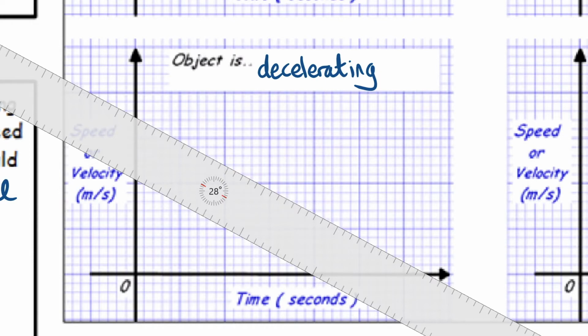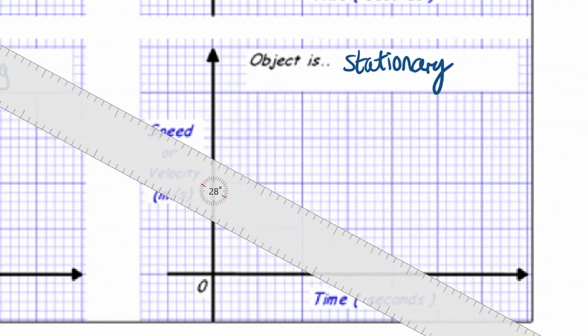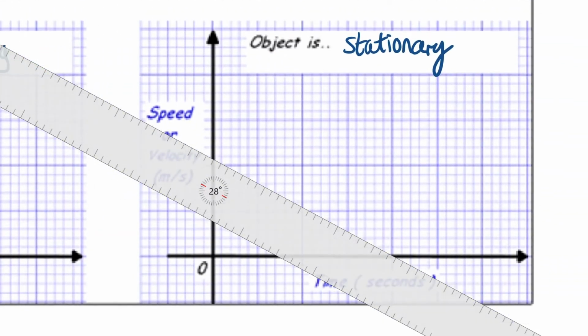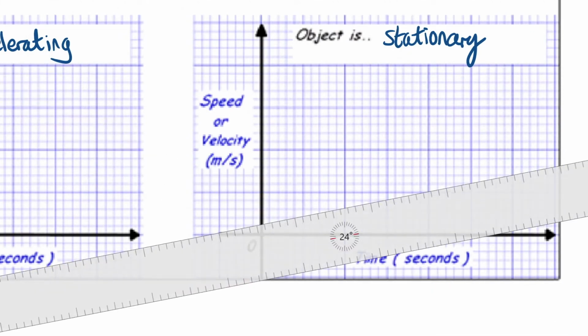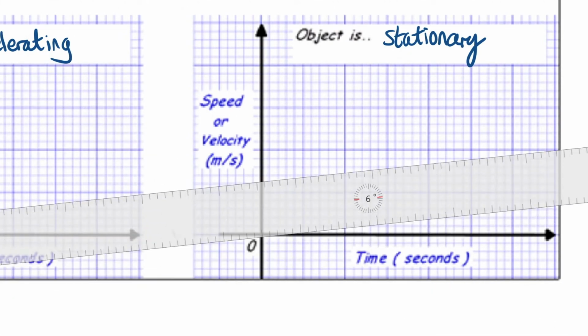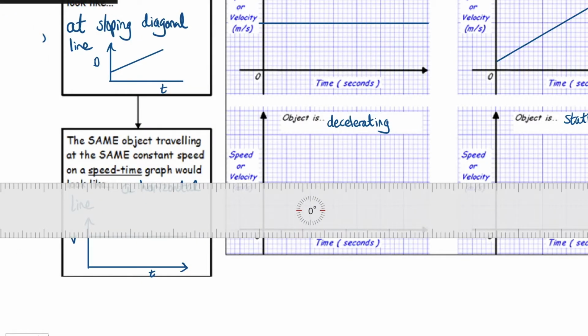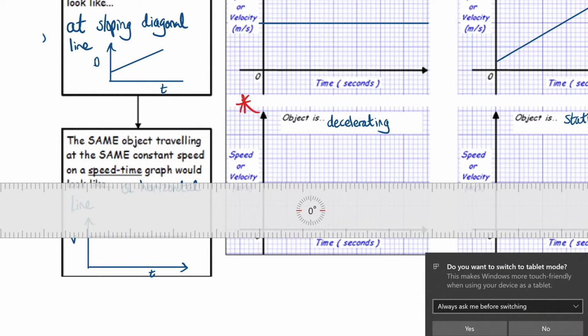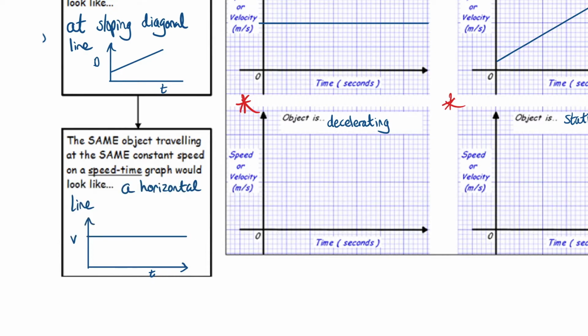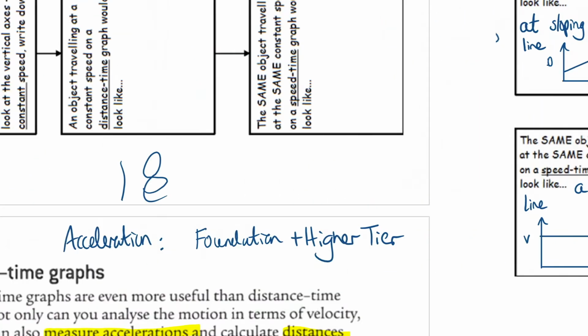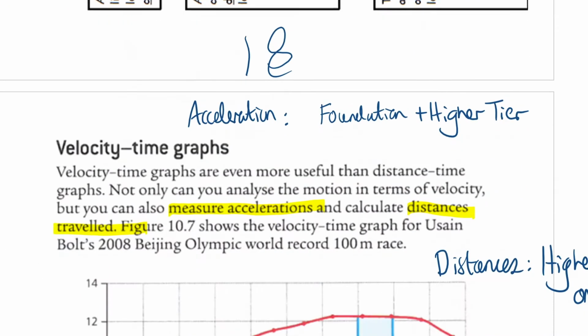I'll leave you do that one. And also that one there, if something's stationary, I'll give you a clue. It's moving at 0 meters per second. Where would you draw that? Where would you draw that on the graph? These 2 graphs are for you to complete. Let's move on to the next page. On to page 19.